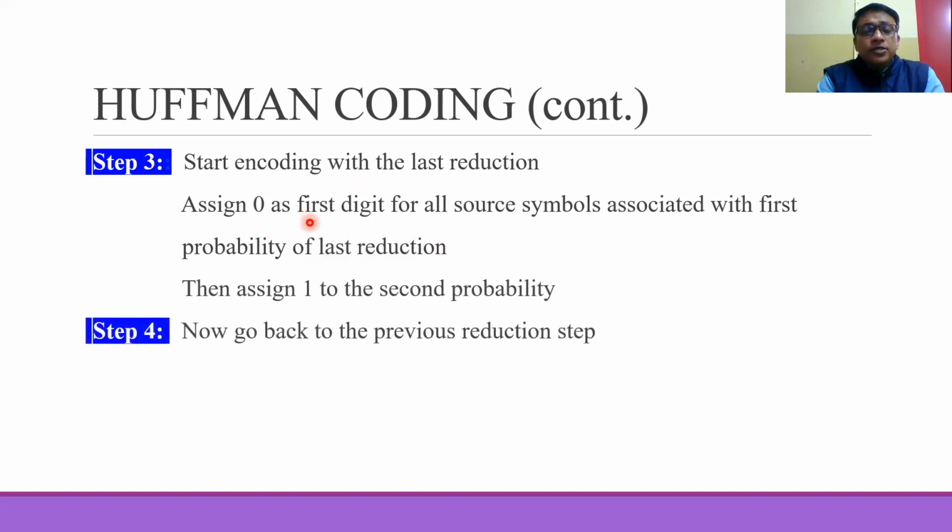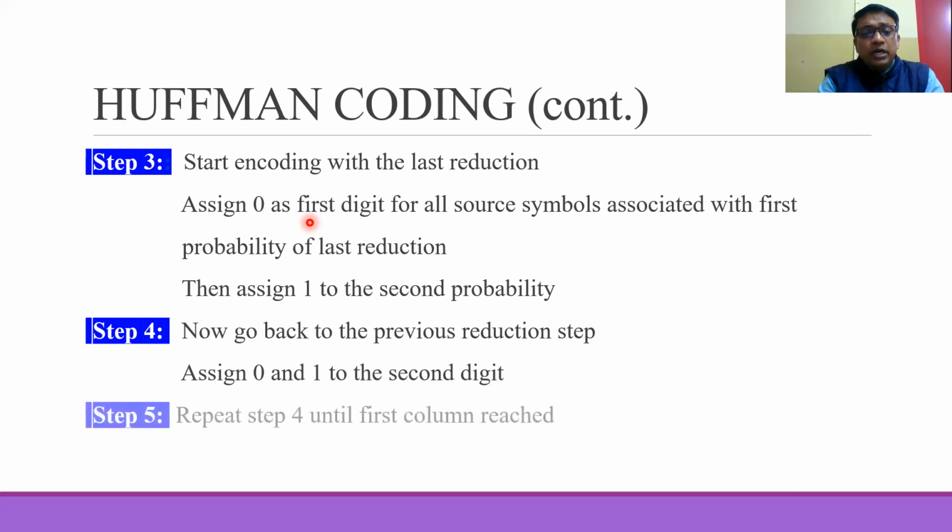Then what is step 4? Step 4 is to go back to the previous reduction step, because you started with the last reduction. Once you have assigned zeros and ones to the last reduction, you now go back to the previous reduction step and repeat the same thing. That is, you assign a 0 to the top one of the second reduction and a 1 to the bottom one. And this step is repeated until the first column is reached. So this is the algorithm for Huffman coding.